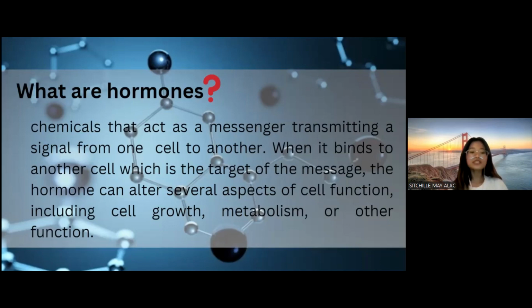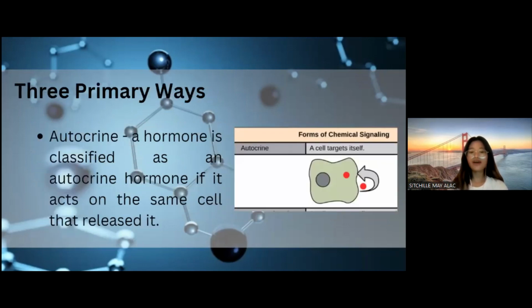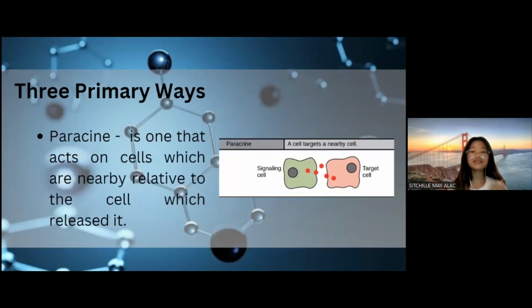So, hormones can be classified in a wide variety of ways. The first way that we can characterize a hormone is by looking at the distance over which the hormone acts. There are three primary ways we can classify hormones in this way. First one is the autocrine. So, yung autocrine na hormone is kapag na-release na siya ng isang cell, siya mismo, yung hormone na yun is i-attack niya yung cell na nag-release sa kanya. Gets na ba?